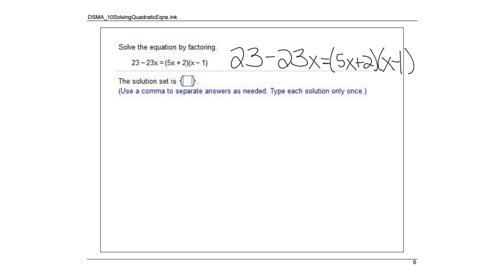Okay, so this one is a mess. We have solved the equation by factoring. We've got all kinds of stuff going on here. We have 2 terms on the left. We have 2 binomials on the right. So I'm going to go ahead and move everything over to the right. We haven't done this yet, but let's go ahead and try. So we're going to subtract 23 from both sides, and we're going to add 23x to both sides.